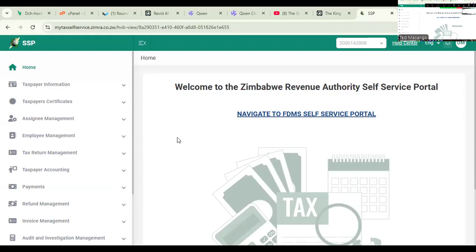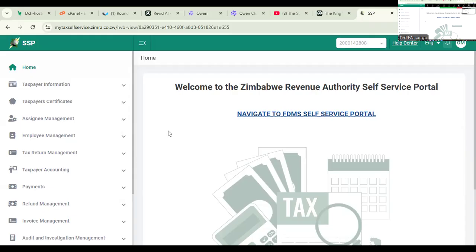You only do this return if you are registered for value-added tax. So it's not every company which does this return. This return is different from your pay-as-you-earn return, because once you register as a company, you are supposed to automatically register for pay-as-you-earn. But for value-added tax, you have to meet certain requirements to be registered. Let's assume that you are already registered.